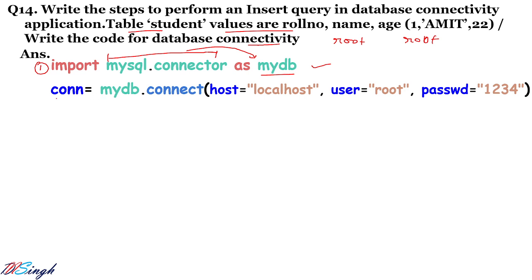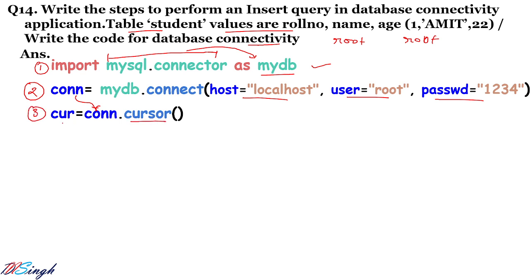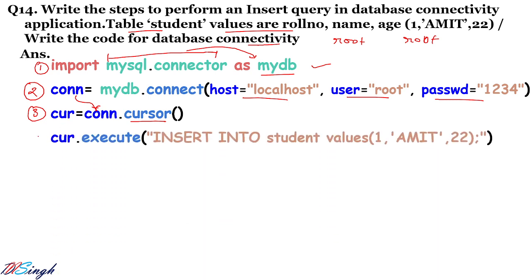Next, we will create a connection object. This is our second job, mydb.connect, and this connect will take 3 parameters. The fourth one is optional, that is database: host, user and password. Then with the help of this connection object, we are going to do our third job, create the cursor object. Cursor object created, and with the help of the cursor object, we are going to execute. This is our fourth job.